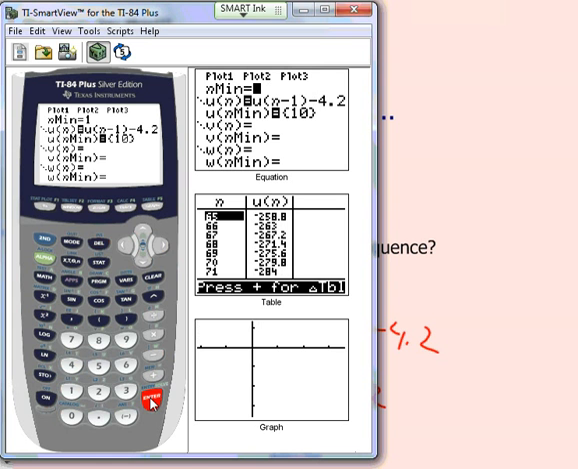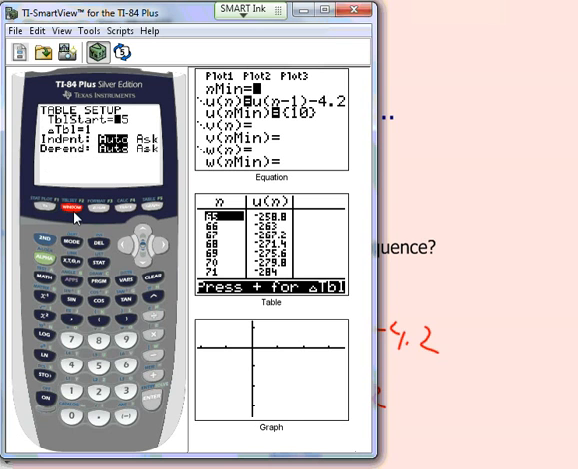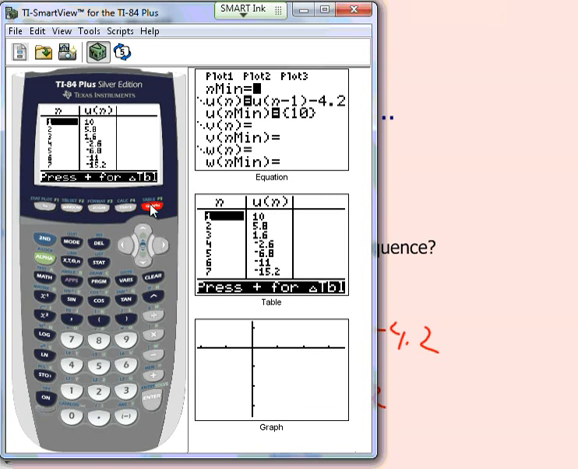Now, how do I check if I did it right? Go over to the table. Now, I happen to be playing with my table settings before, and I was at 65 for a starting point. So I'm changing my table settings to start at 1. Notice that was above the window key. I just left it red. Right above the window key. All right, table settings 1, and then I'm going to go to table. Second graph gives me table, and there we go. There's your first 5, 6, 7 terms.